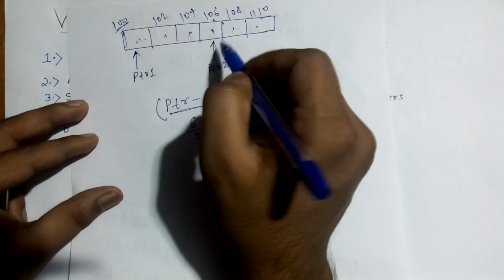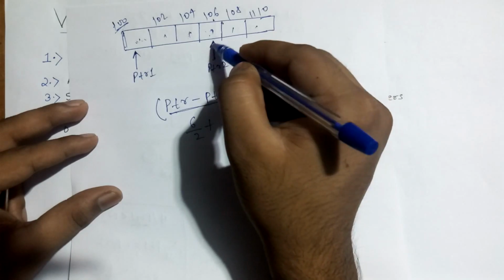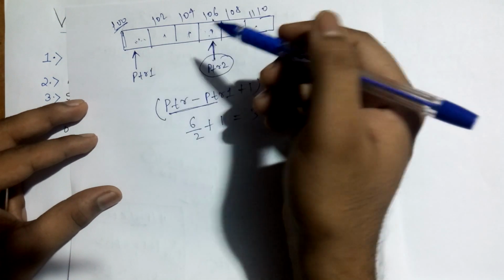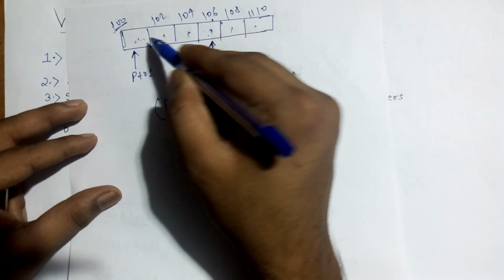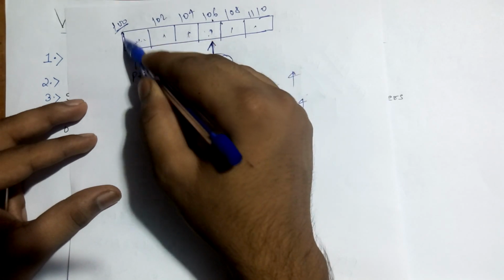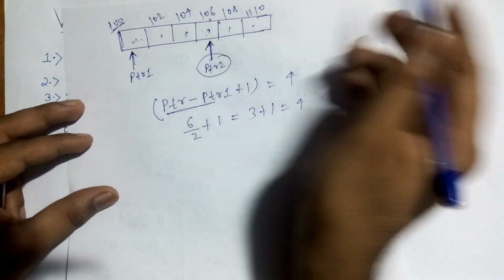So if you subtract one pointer from another pointer, given that the first pointer is to the right of the second pointer, you will get the number of elements, including the elements between them and the member elements pointed to by those pointer variables.